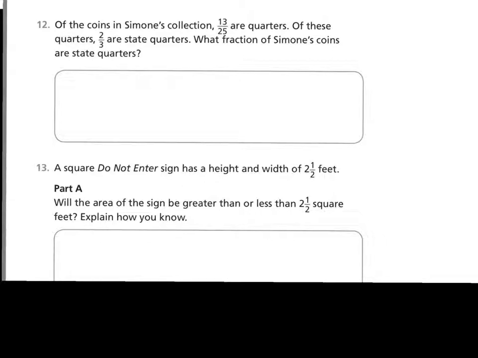You see in the question here the word of again, which means to multiply, and we see it a couple of times. Of the coins in my collection, 13/25 are quarters. I don't know how many those are because I don't know how many are in my collection. But of those, 2/3 are state quarters. So 2/3 of my 13/25 are state quarters. What fraction of my coins are state quarters? You hear the word of, we have two fractions, we should know what to do.